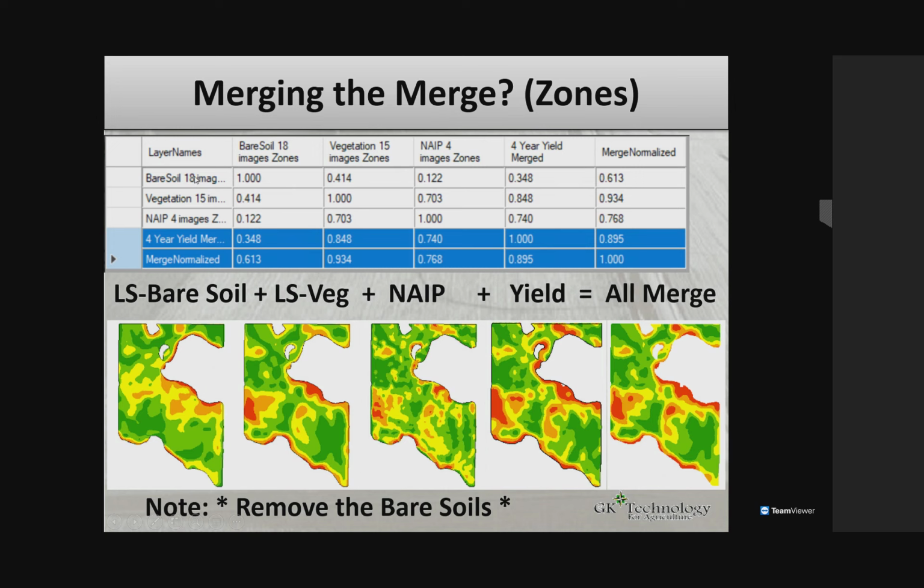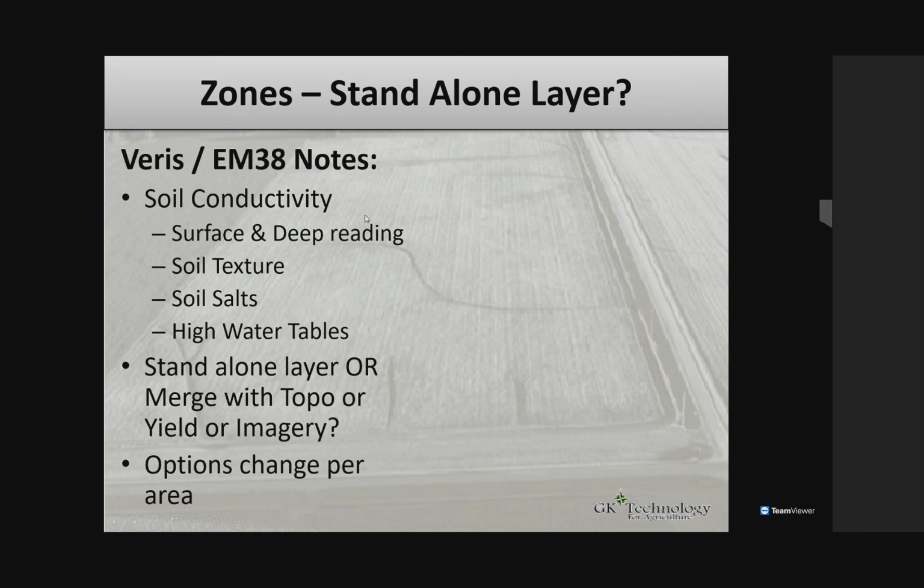But just making the point here, if I was going to do this, I would probably let the bare soils disappear. And I mean, you look at the similarities between even the NAPE, the vegetation image, the 4 years of yield data. I mean, they all have some pretty darn good correlations. The only one that doesn't really go well here is the bare soils.